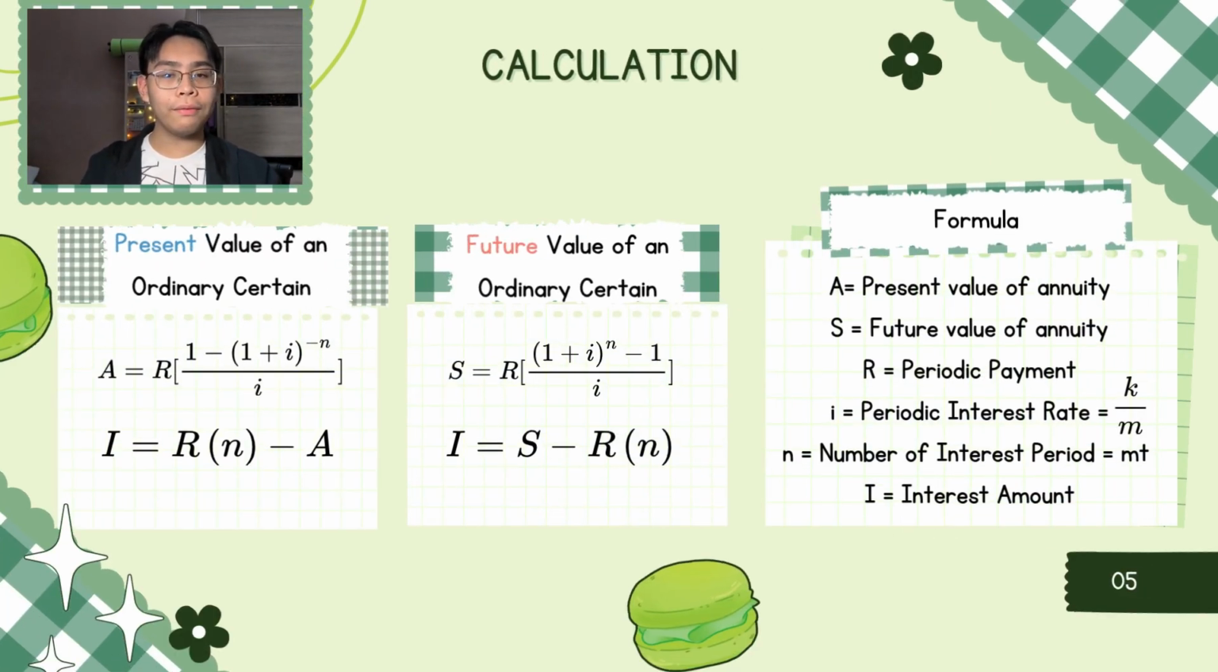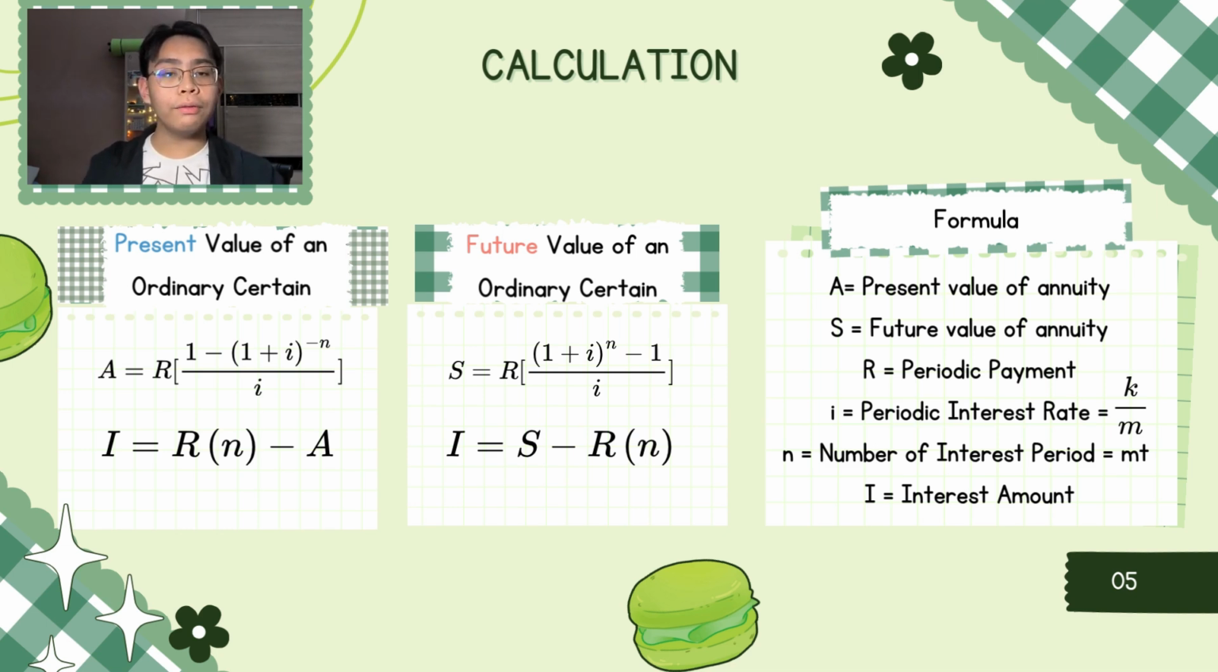We calculate the present value of an ordinary annuity by using this formula. A, which is the present value of annuity, equals R, the periodic payment, in brackets 1 minus, in brackets 1 plus i, the periodic interest rate, to the power of negative n, which is the number of interest periods, calculated by multiplying m with t, over i. Next up is how do we find the interest amount? It's by using I equals R in brackets n minus A.